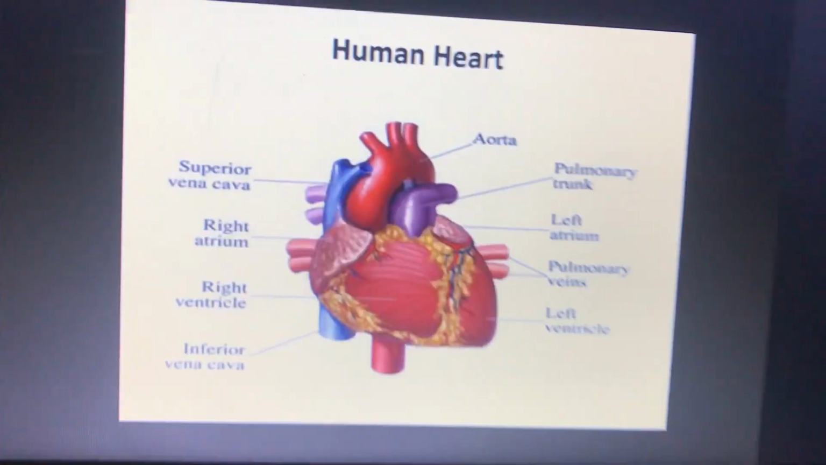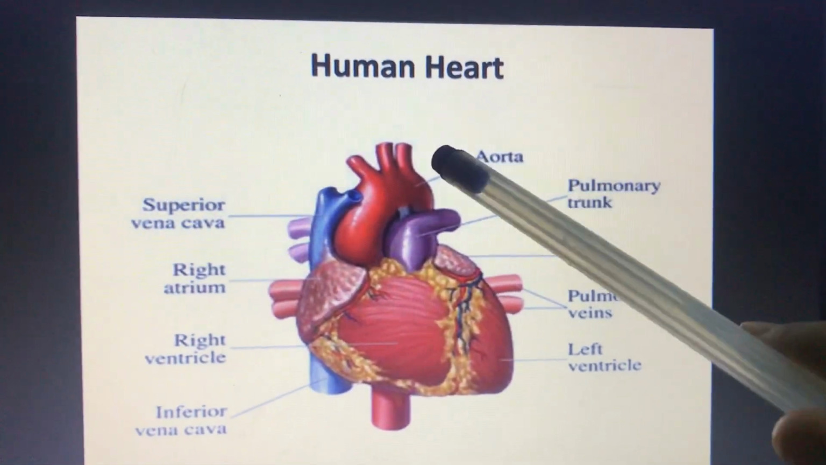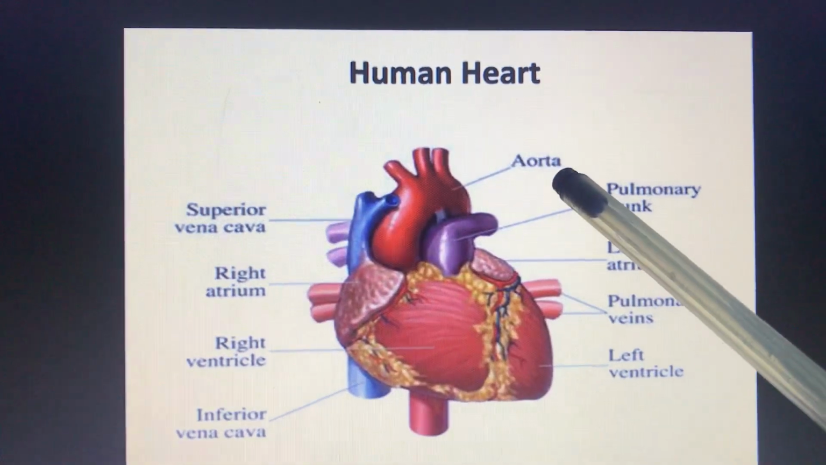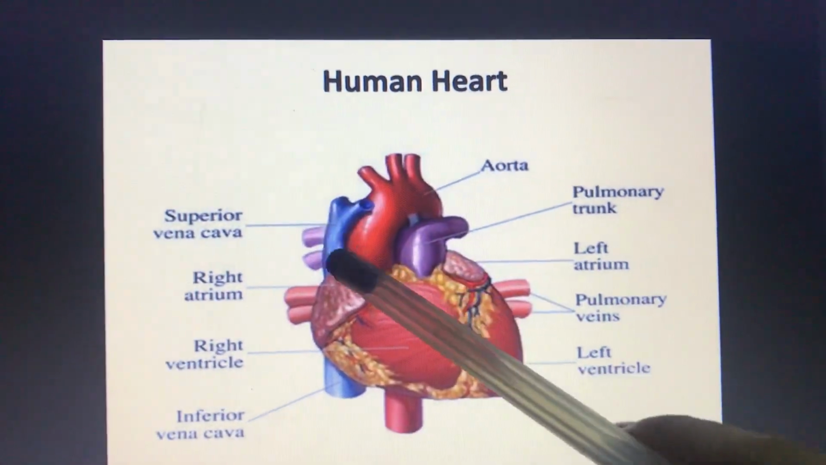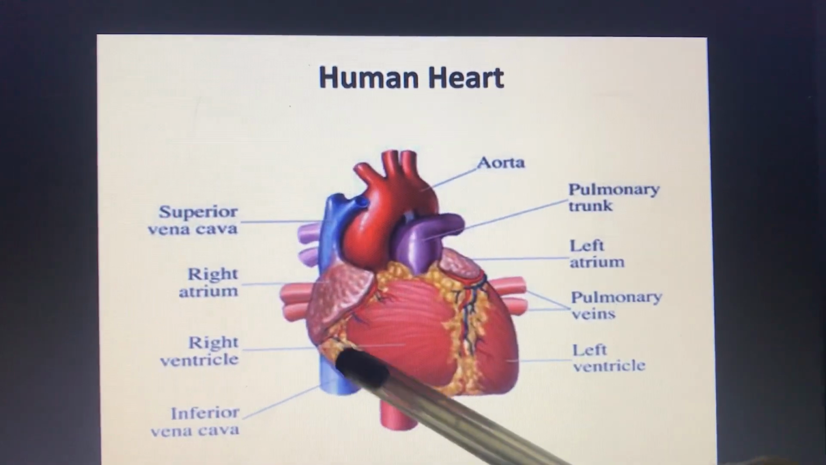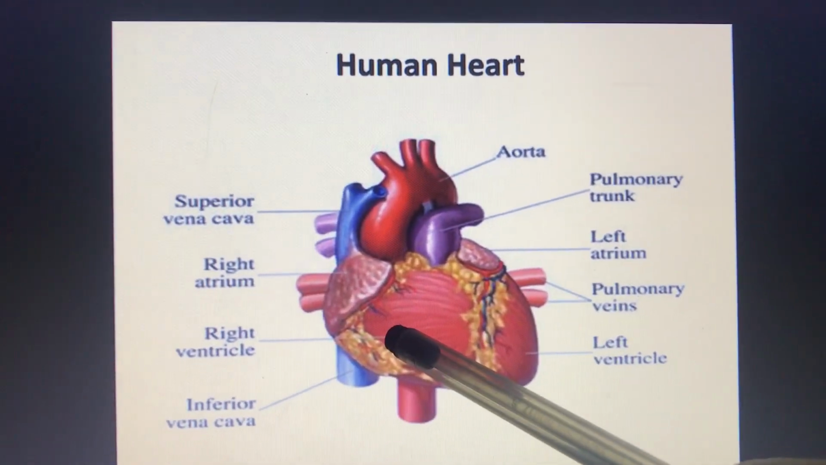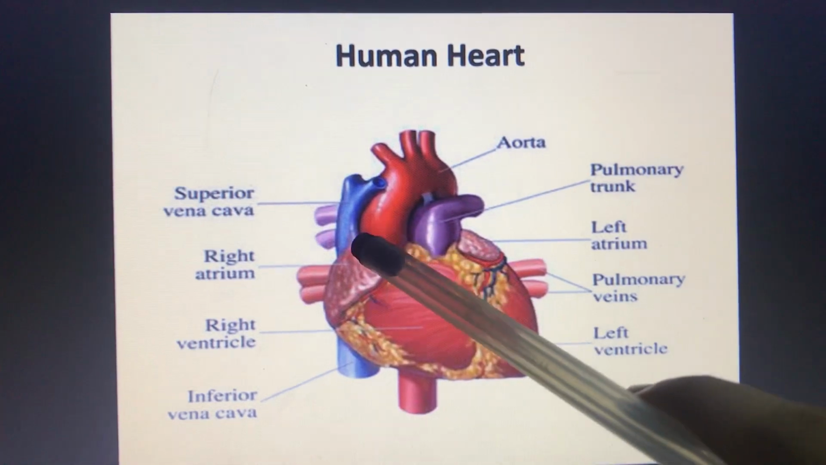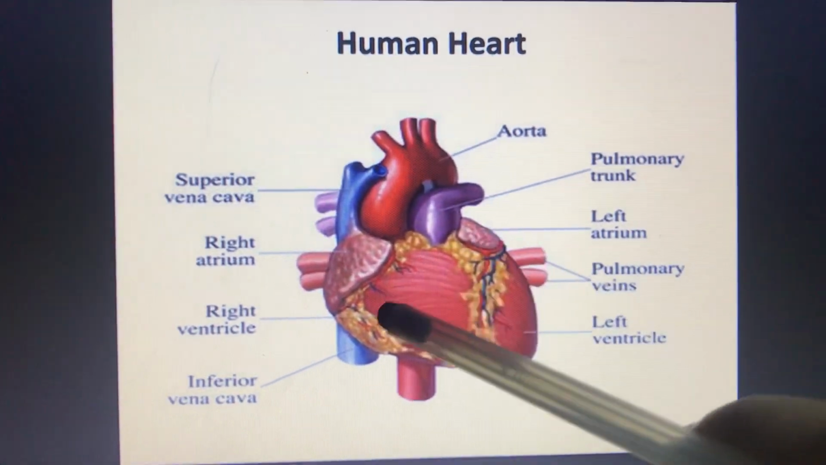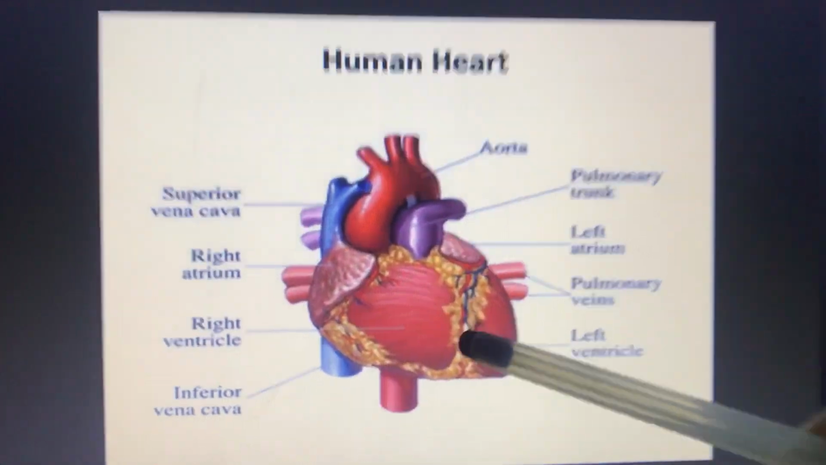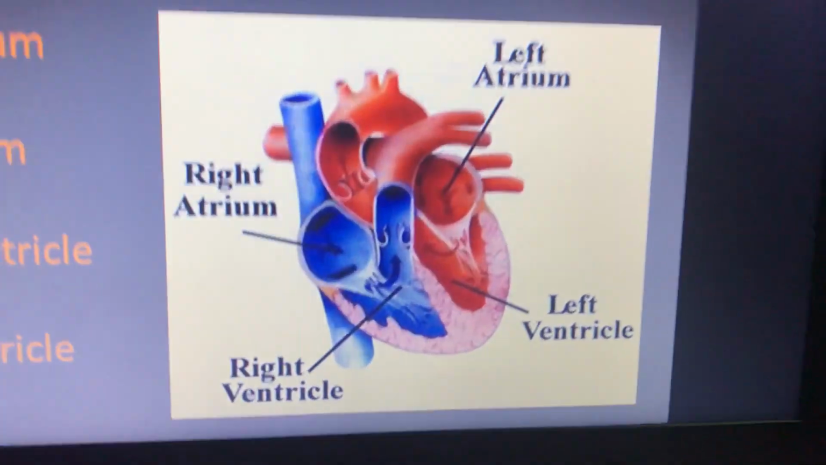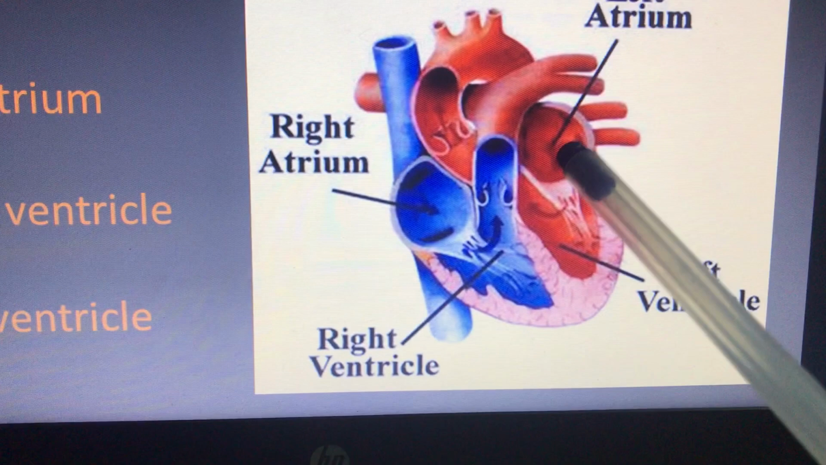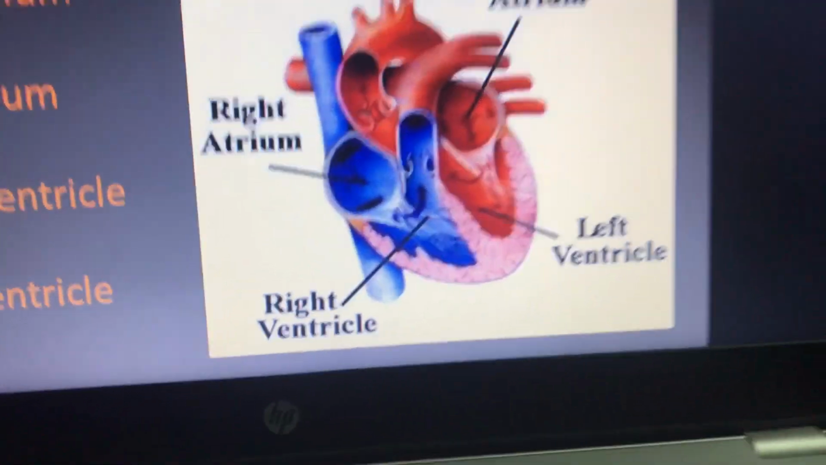So let us see this heart diagram carefully. Aorta, the biggest artery. Vena cava, the biggest vein. The upper part of vena cava is superior vena cava and the lower part is inferior vena cava. Then the four chambers, the right atrium, left atrium, right ventricle and left ventricle. So first learn about chambers. See here, the smaller ones are the atriums and the larger ones are the ventricles.